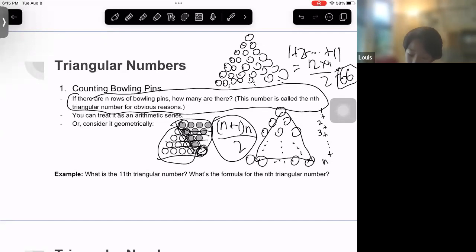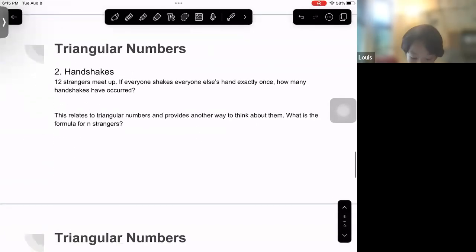And the formula for the nth triangle number is just this right here: n plus 1 times n over 2. Questions? If none, then I'll move on.